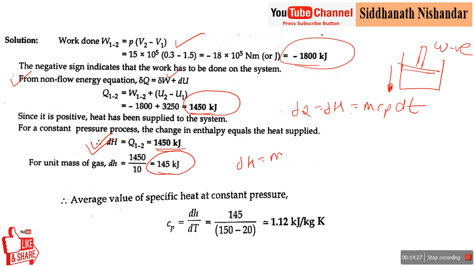So dH is equal to, by the fundamental formula again, mcp delta T, and they ask for specific heat at constant pressure. dH is with us, dT is with us, and m is assumed 1 kg here, because we got the value of dH for 1 kg. Then the average value of specific heat at constant pressure is simply Cp is equal to dH by dT, and we can get the specific heat at constant pressure.